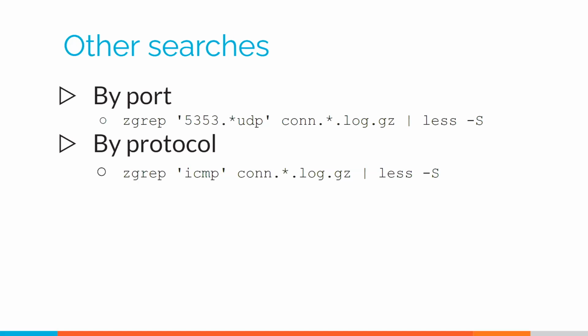I can look for it by protocol. I know that there's ICMP or TCP or UDP I want to see all of. We saw an example with HTTP in an earlier slide. So basically, you can look for anything on those lines as a piece of data of interest by just putting it after the zgrep command, and then you can narrow down that search if there are too many lines.